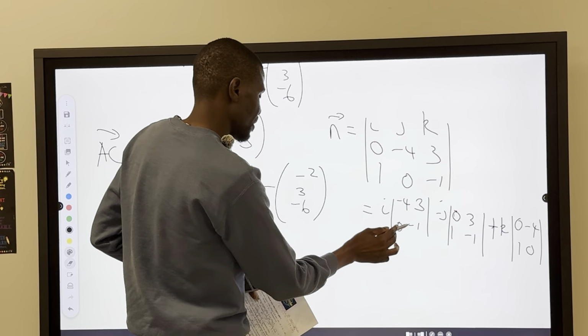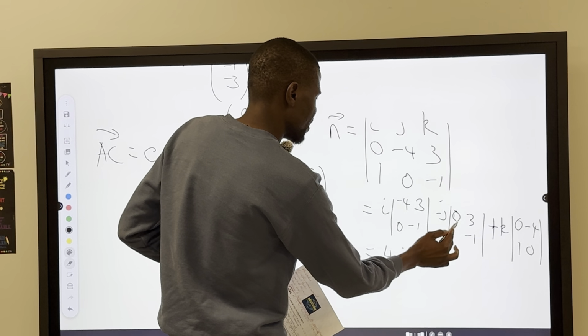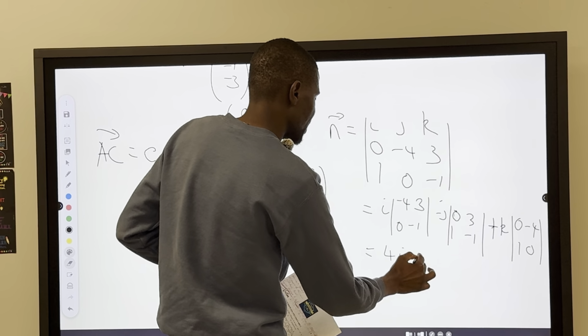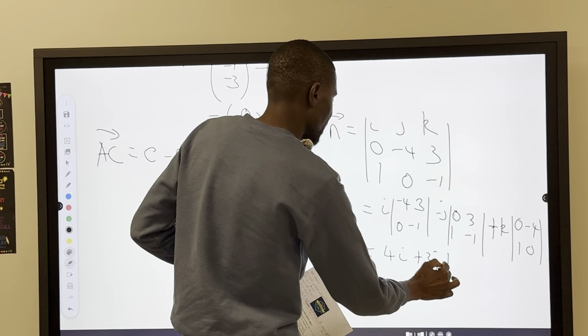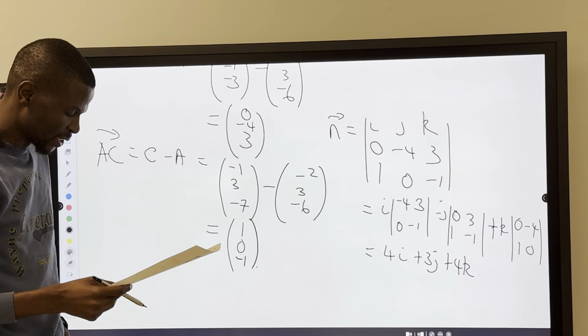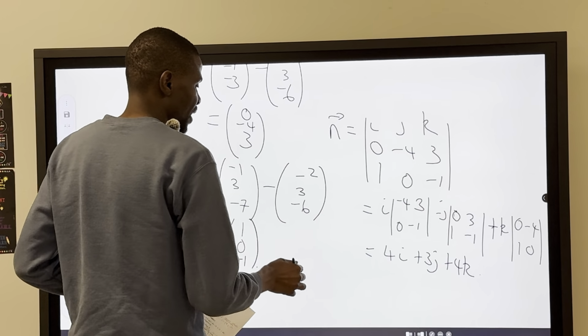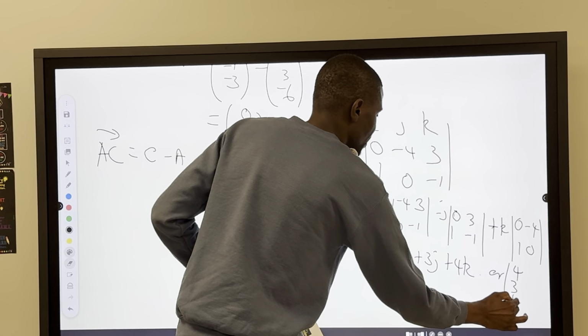So here it's 4 minus 0, so that's 4i. Then negative, that's 0 minus 3, so plus 3j. Then 0 minus minus 4, plus 4k. So our normal vector is 4, 3, 4. You could write it like this, or in column form as 4, 3, 4.